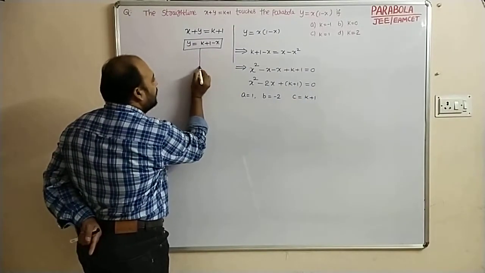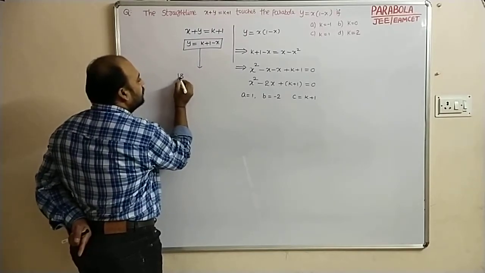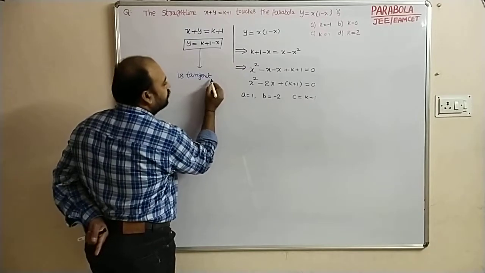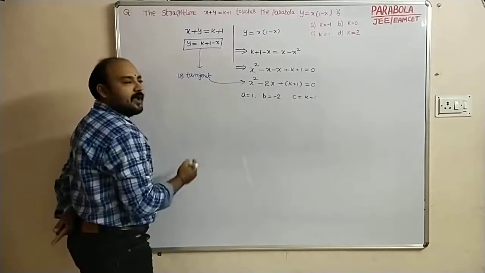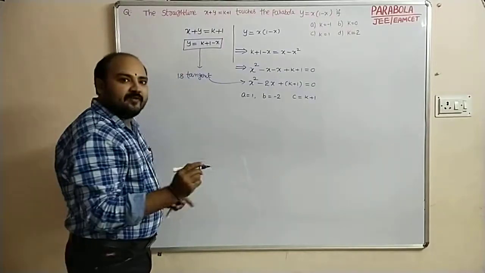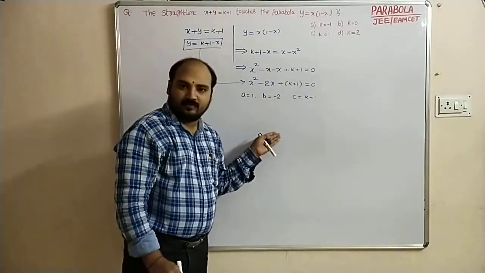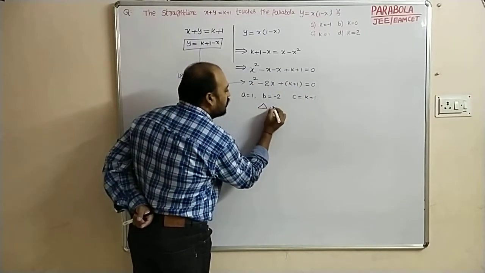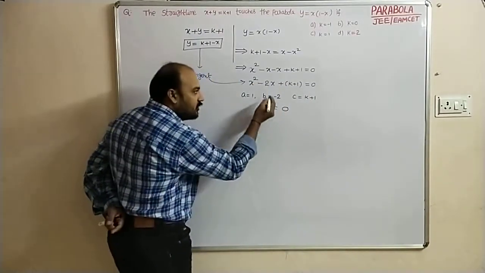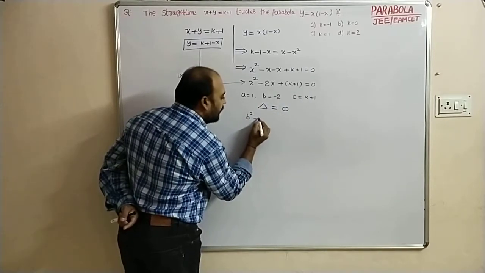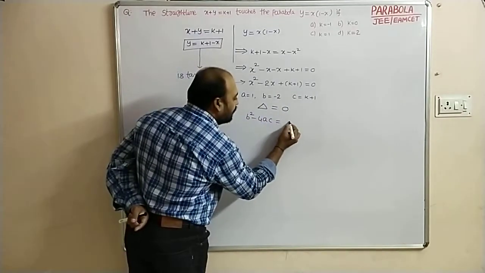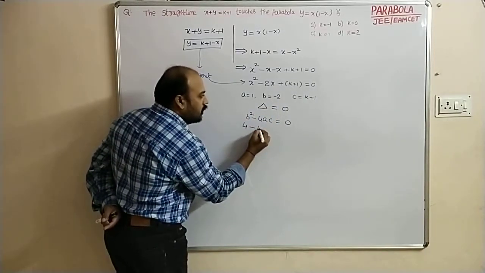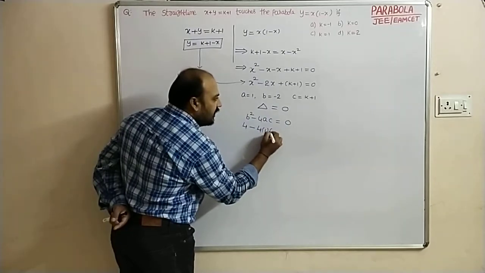Since this line is tangent to the parabola, whenever the line touches the parabola, here it is a quadratic equation now, whose discriminant has to be 0. Discriminant of the quadratic equation, we know, b square minus 4ac equal to 0. What is b here? Minus 2 whole square, minus 4 into a value 1 into c value k plus 1.